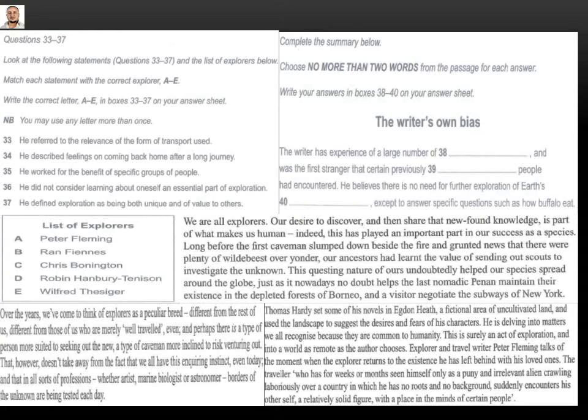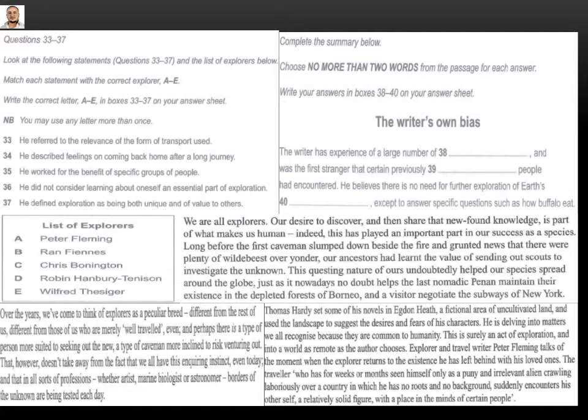That means A, B, C, D, or E. Any of them could be used more than once, and you don't have to use all of them if you don't need them all. 33. He referred to the relevance of the form of transport used. 34. He described feelings on coming back home after a long journey. 35. He worked for the benefit of specific groups of people. 36. He did not consider learning about oneself an essential part of exploration. 37. He defined exploration as being both unique and of value to others.